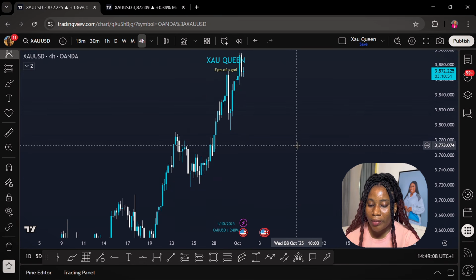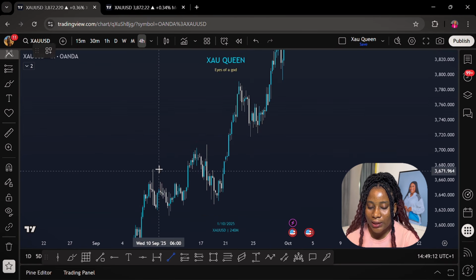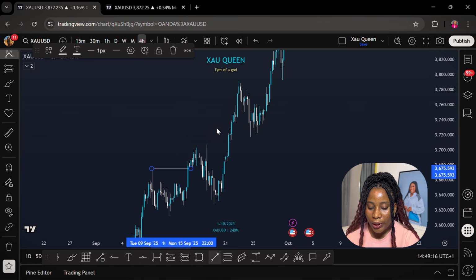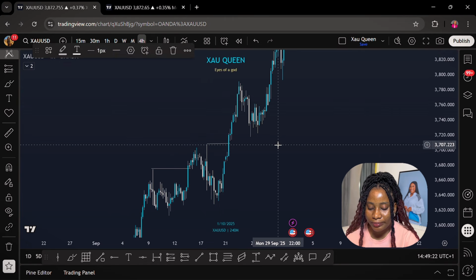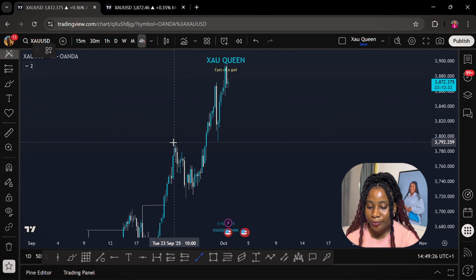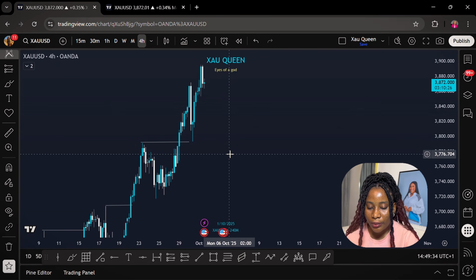Alright, so I got my POI on the 4 hours. As you can see, gold has been super bullish. We have been breaking structure to the upside. We broke this structure. Now this was our last break of structure.